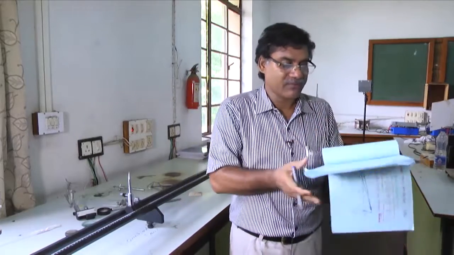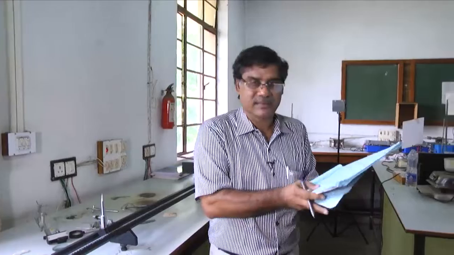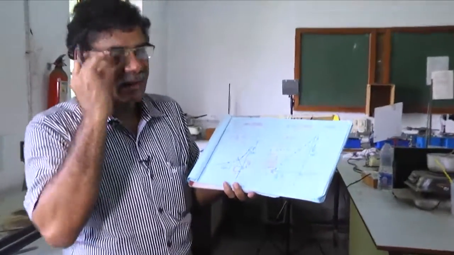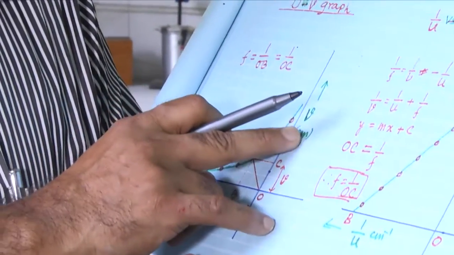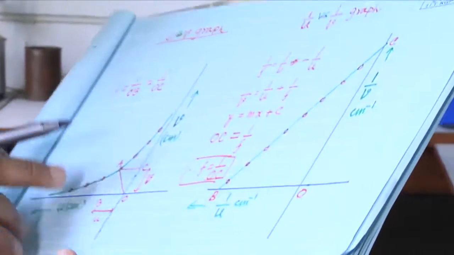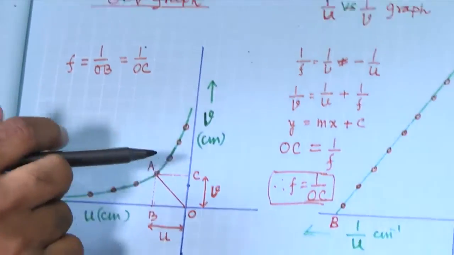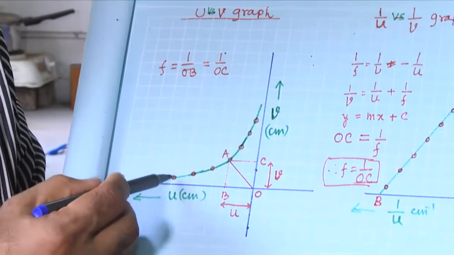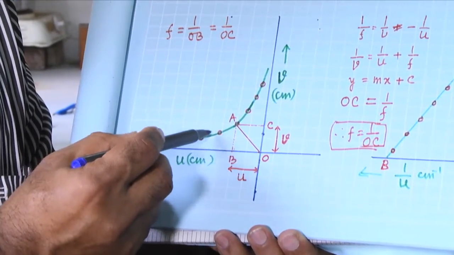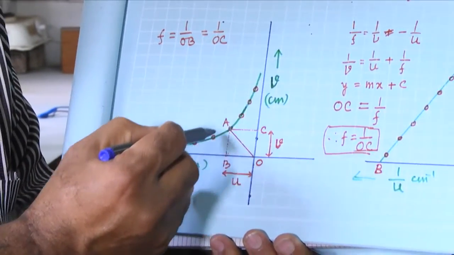Now you plot the graph the same way as we plotted for the concave mirror. In this case v is positive, as I showed you, and u is negative. For the concave mirror, v and u both were negative. Now here this is positive and this is negative. So you plot the value of u and the corresponding v, and you will get this type of curve.